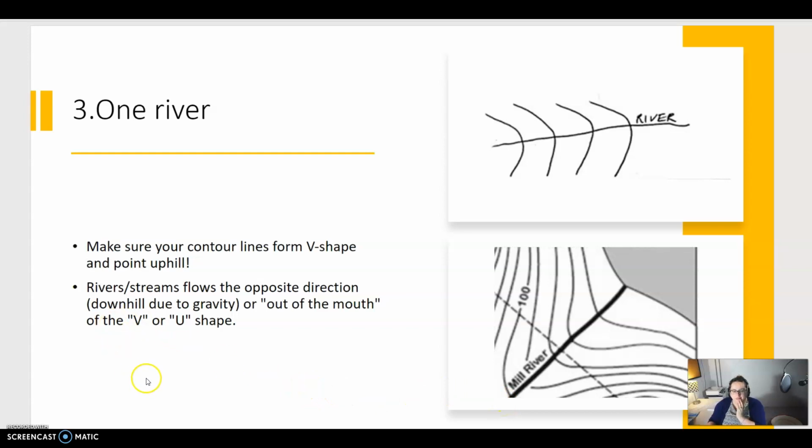Our rivers or streams are actually flowing in the opposite direction, downhill due to gravity. You're not going to see a river flowing up a mountain, right? Up a hill. You're going to see it flowing down because of gravity. And here, actually, it says out of the mouth. This would be like a mouth of a river out on this area here. It looks like this is like a big body of water in an ocean.